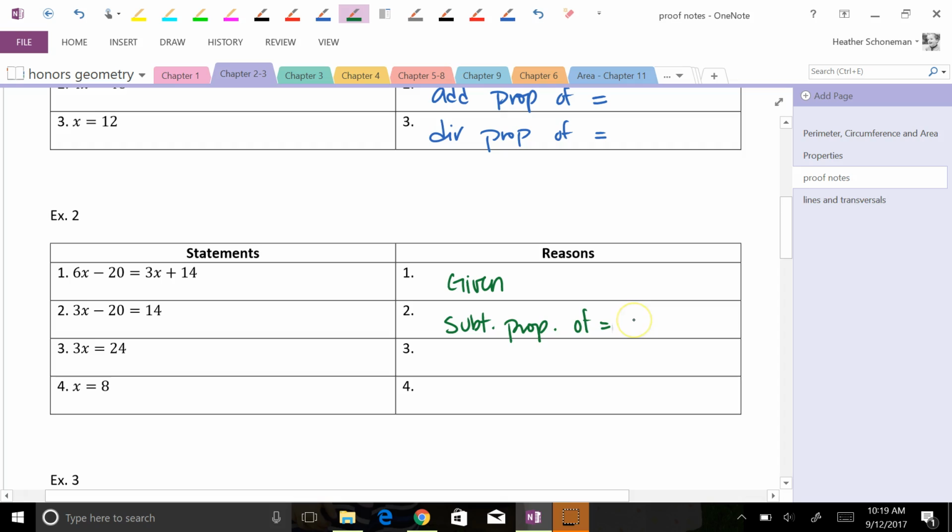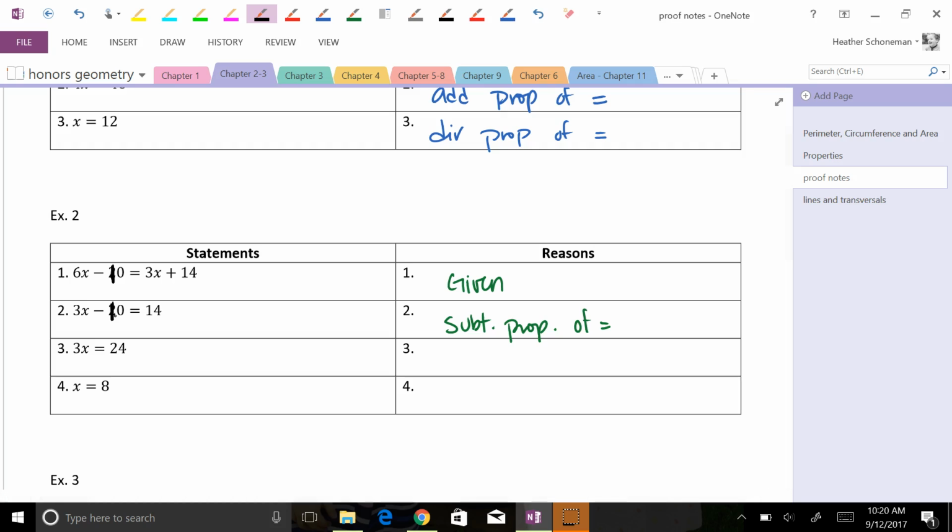Now, to go from step 2 to step 3, it looks like they got rid of that 20. So they added 20 to both sides, except that math is really bad. Add 20 to both sides, you don't get 24, do you? You get what? 34. Let's adjust this. Let's not make this 20. I'll just make this 10. And that'll all work. Okay, so we're going to add 10 to both sides.